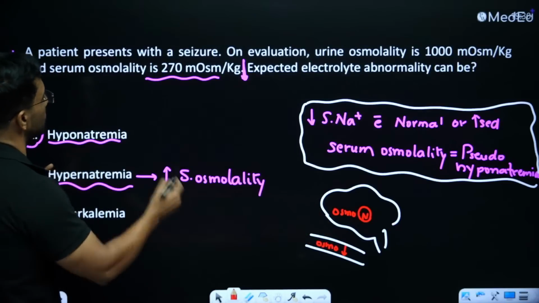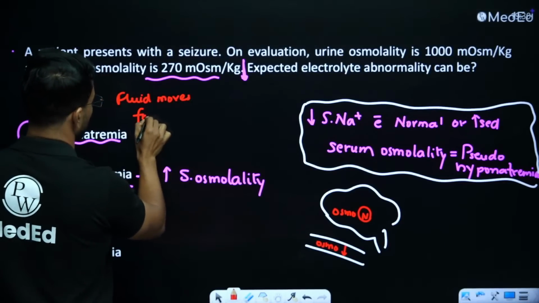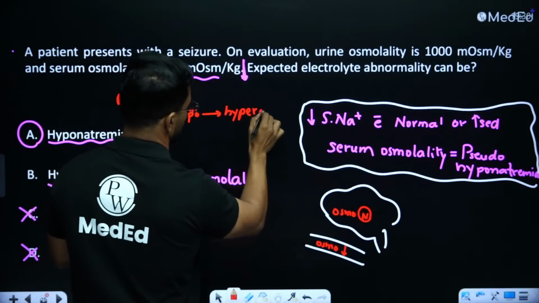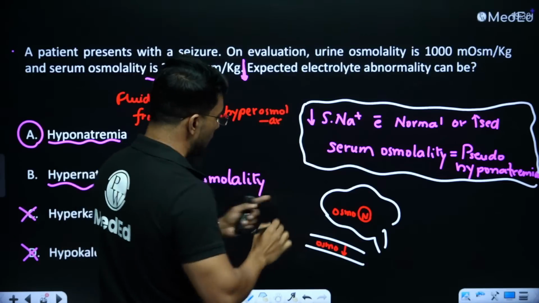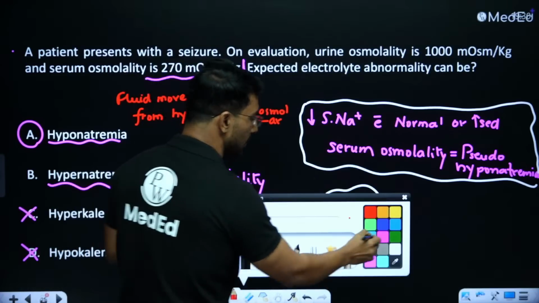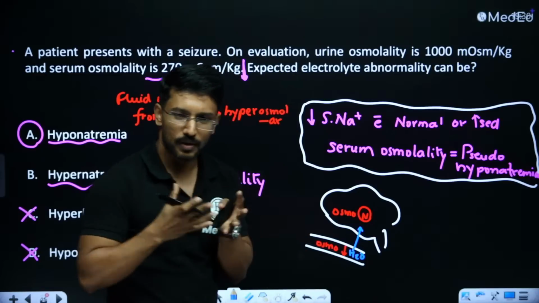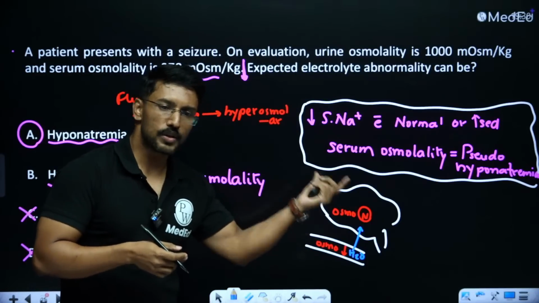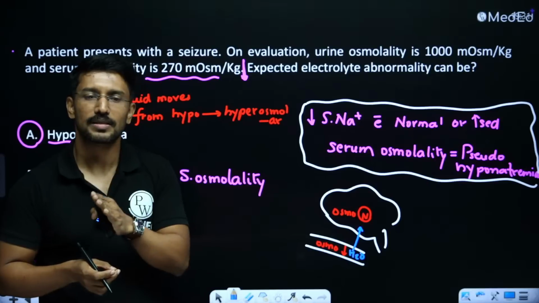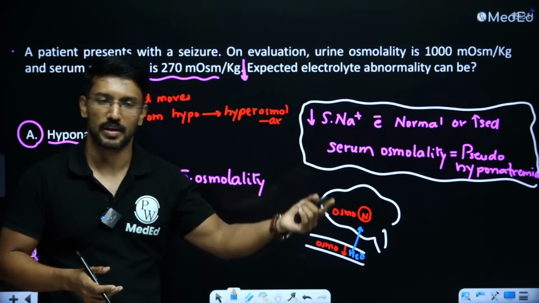What is the rule of osmosis? Fluid moves from hypoosmolar to hyperosmolar fluid. Hypo to hyperosmolar. So here the brain cells are hyperosmolar in comparison to the blood. So water from the blood moves into the brain cells, neurons. And when water moves into the brain cells, what do we call it? We call it cerebral edema. So hyponatremia leads to cerebral edema, and the cerebral edema leads to a rise in intracranial tension and all the complications. Hyponatremia can even lead to death.